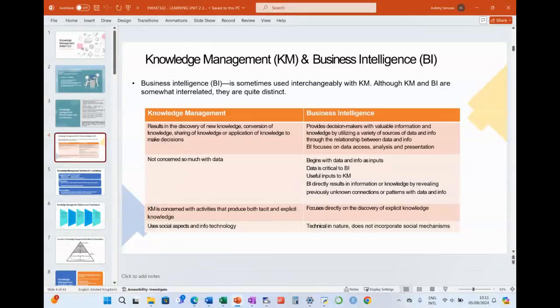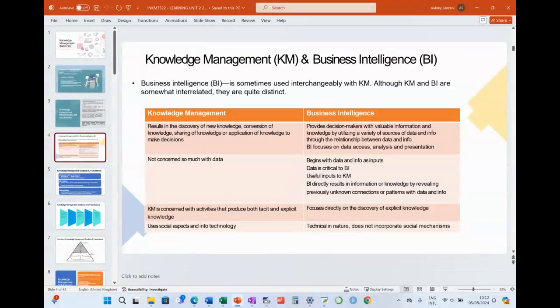Then you see with BI, or business intelligence, it begins with data and info as inputs, okay? Data is critical to business intelligence. Imagine trying to do statistics without any data, without any pool of surveys, all right? You wouldn't be able to do so, okay? And I'm using statistics very broadly, but within statistics, there are a lot of methods and techniques, all right? Useful inputs to knowledge management. So the information you then get from your business intelligence can contribute to knowledge management. You could almost think of knowledge management as more holistic and broader than business intelligence.